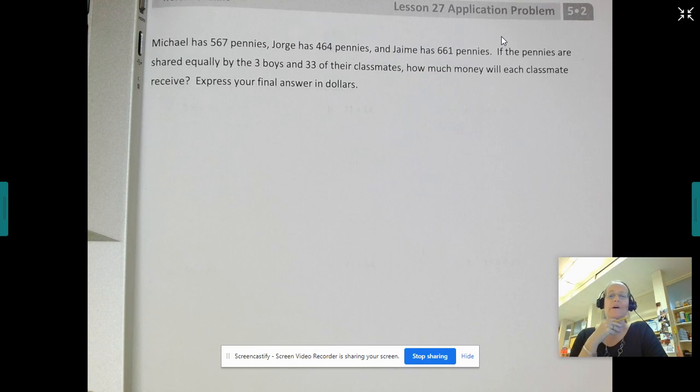So what is the question asking? It's asking how much money will each classmate receive after they share all of the pennies equally between all of the people.